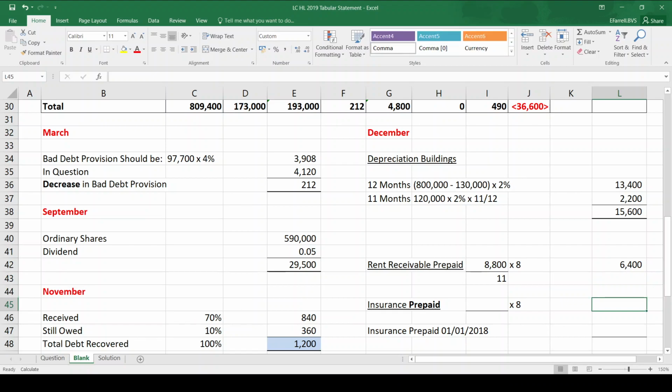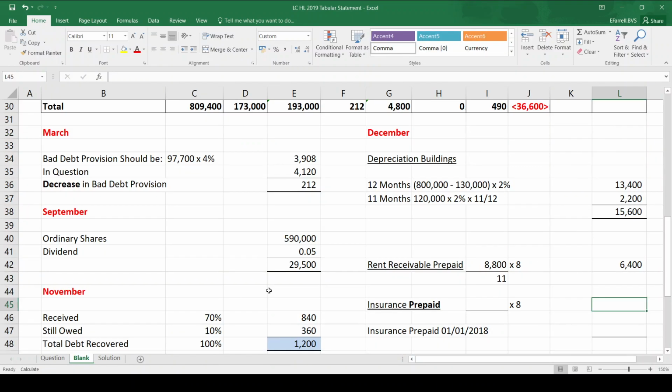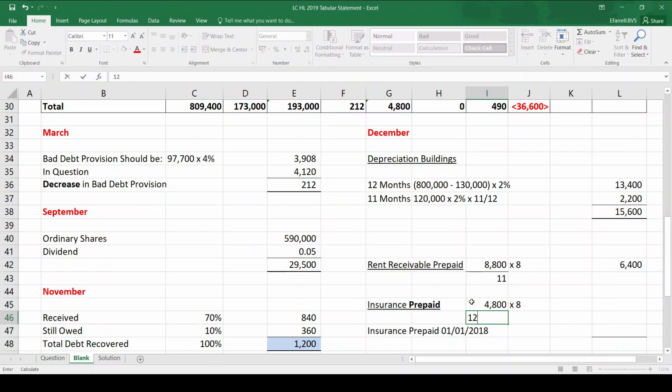The insurance prepaid, if I go back to the question, the insurance was 4,800. That was for the year, 12 months, and it ended on the 30th of April 2019. So 4 months were for next year, so 8 months were for this year. So I'm going to work out this year's amount, the same as the rent receivable. So I will have 4,800 divided by 12 because it was for a year, and 8 of those months are for this year, so I multiply by 8. So 4,800 divided by 12 multiplied by 8. And that comes to 3,200.